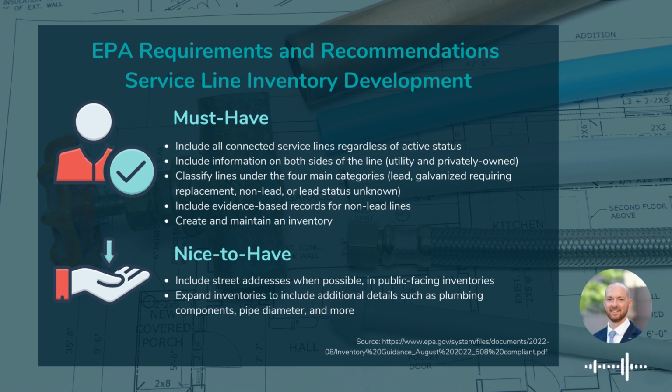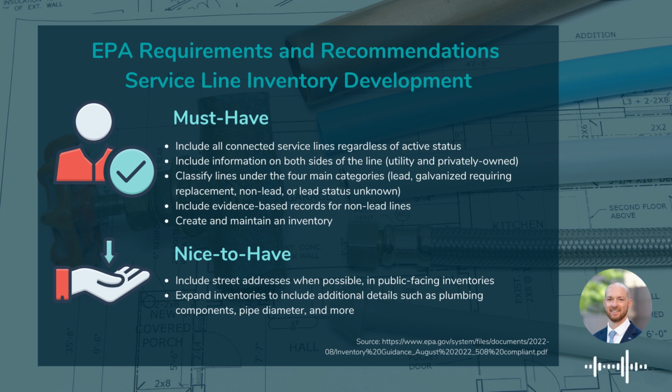And then there's some nice-to-haves. So getting it out to the public. If you're over 50,000 population, you do need to make it publicly available. If you're under that, you have to make it available on request. So just getting that out to the public automatically, like a web map that they can browse to, is going to really help out.